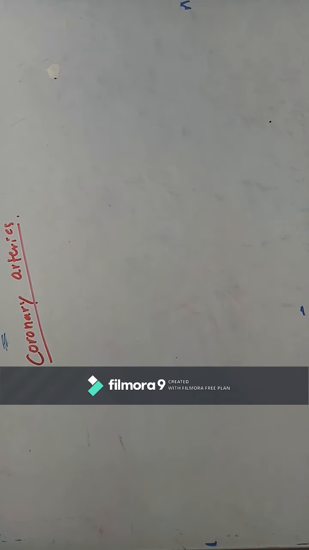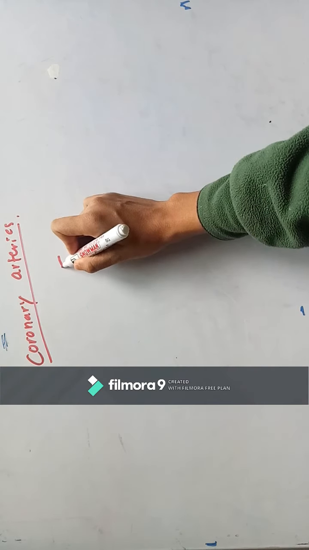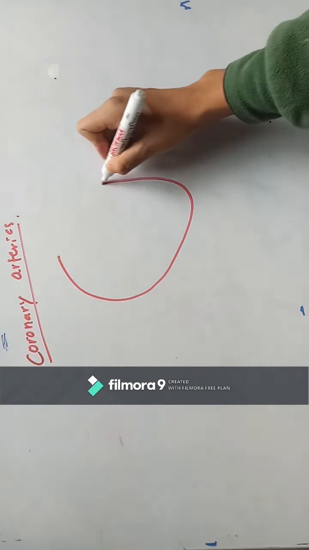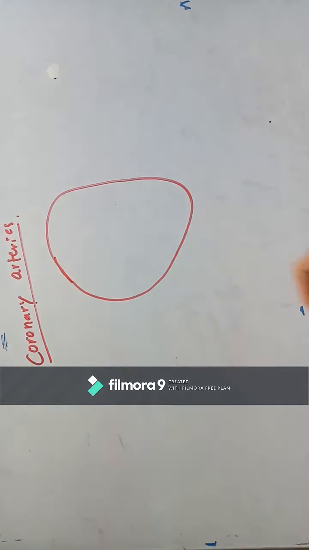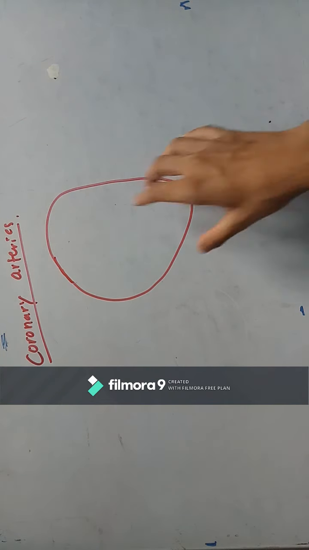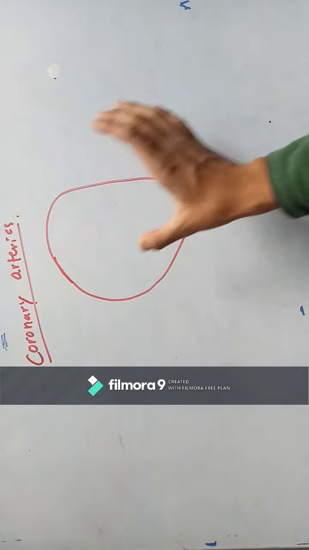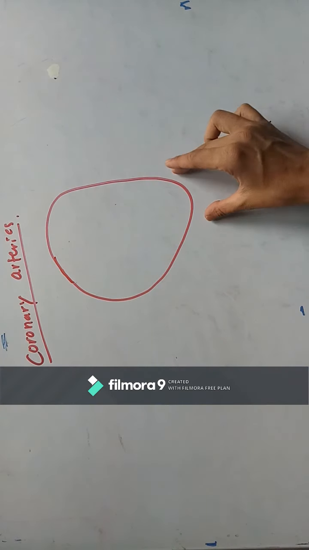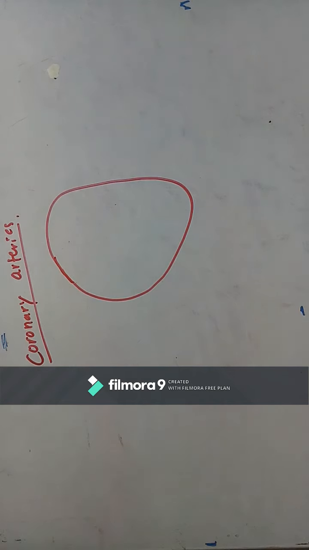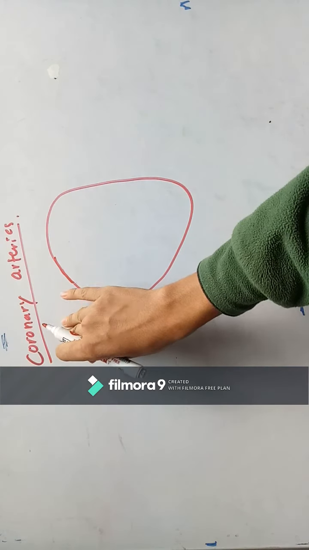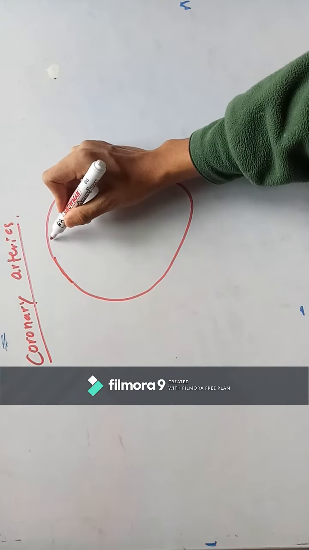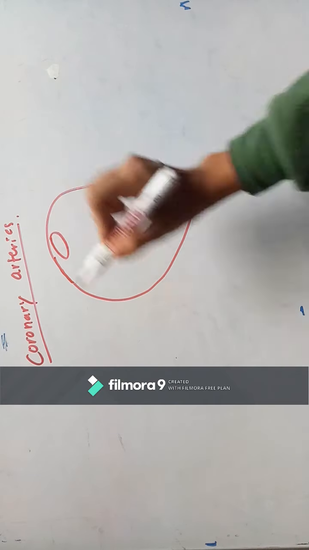So let me draw the heart first. This is your typical heart. This is the apex, this is the base. I've mentioned these terms in my previous video. While talking about coronary arteries, the coronary arteries arise from a single source, and that is the aortic opening.